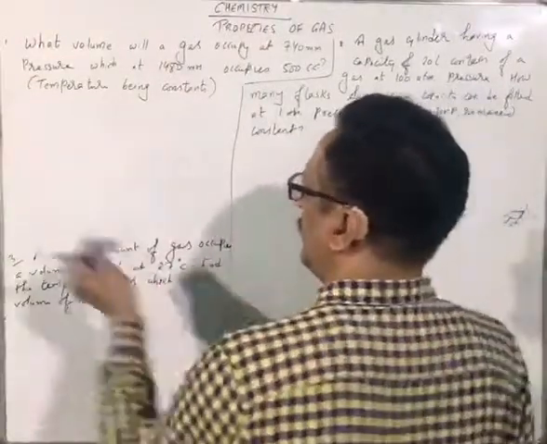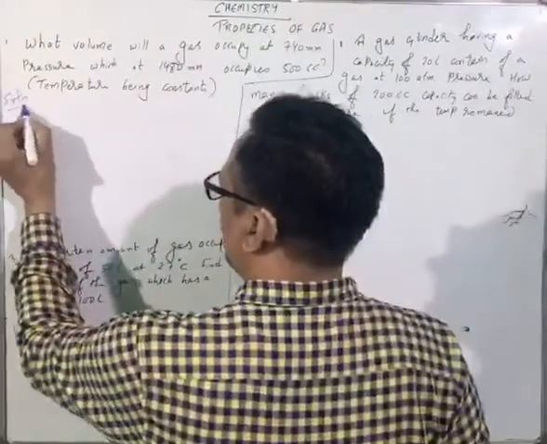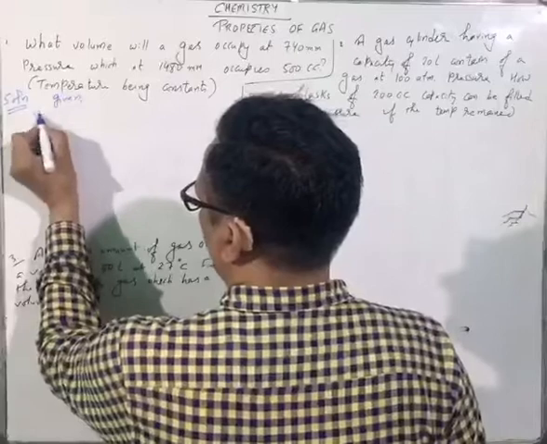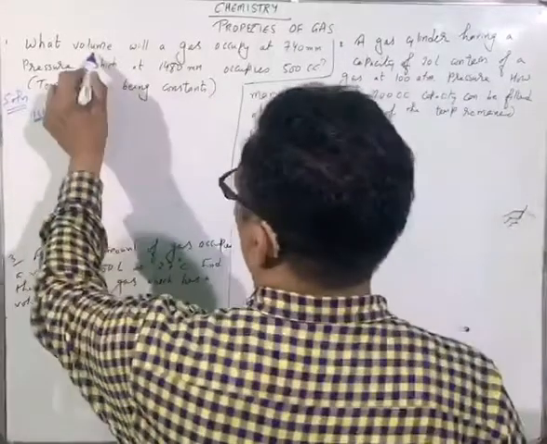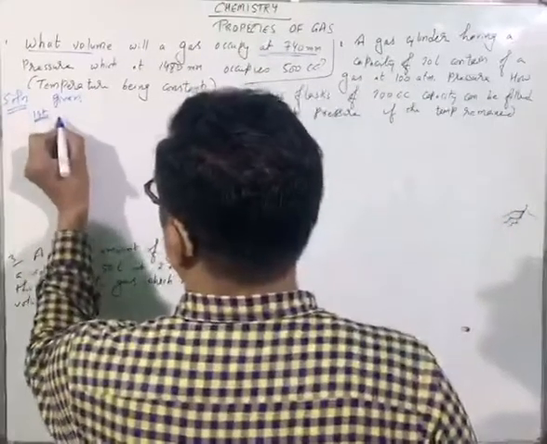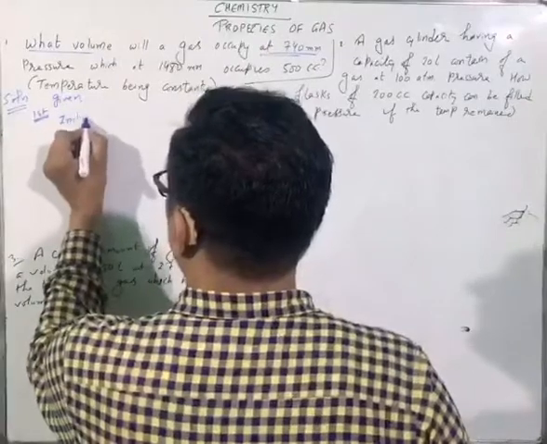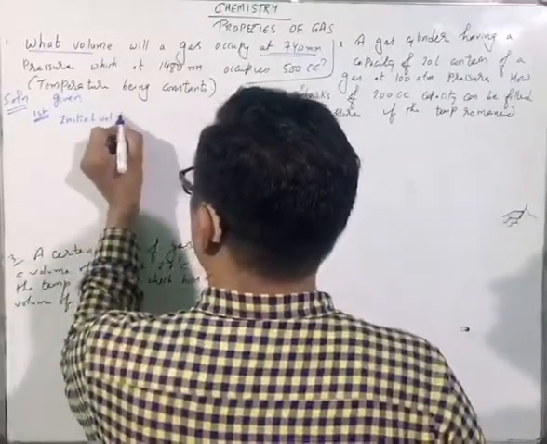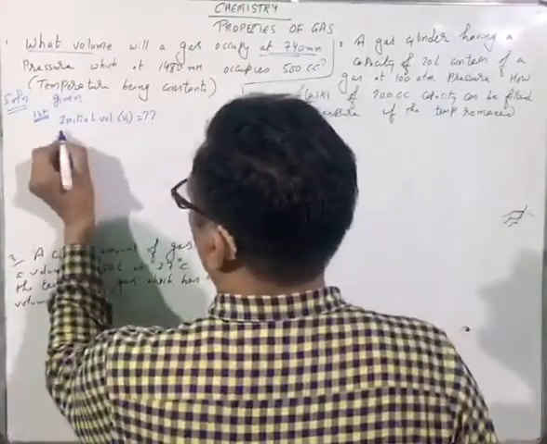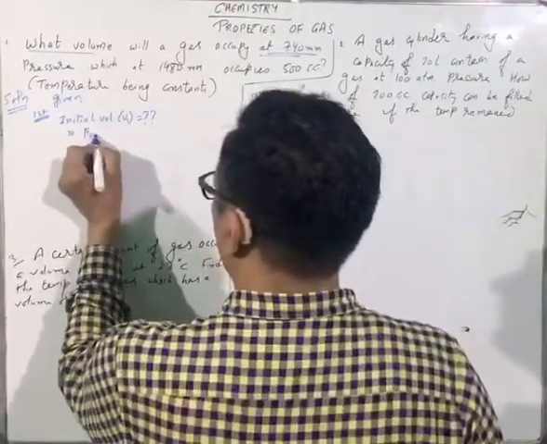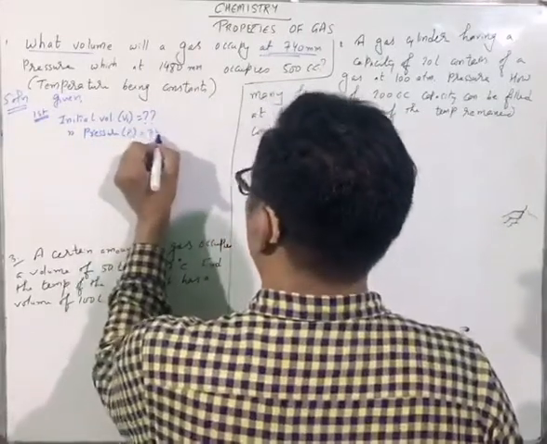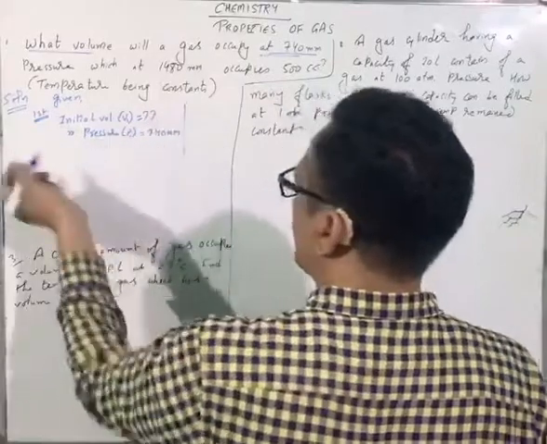First of all, we have to see what is given in the question. According to the question, this is the first case, the initial case. Initial volume V1 equal to how much, question mark. And initial pressure P1 is 740 millimeters. So this is the initial case.